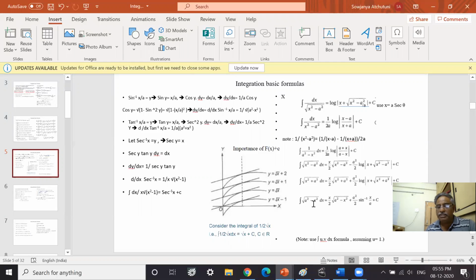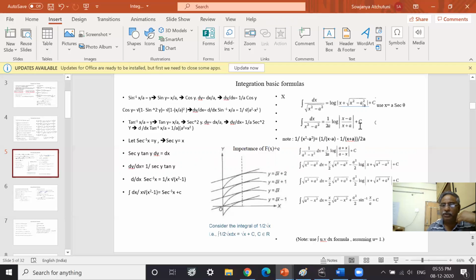Similarly, for a square minus x square, in the same way we can prove that in place of log, I am getting sine inverse x by a. So it is x by 2 square root of a square minus x square plus a square by 2 into sine inverse x by a. So we need not learn these three formulas by heart.